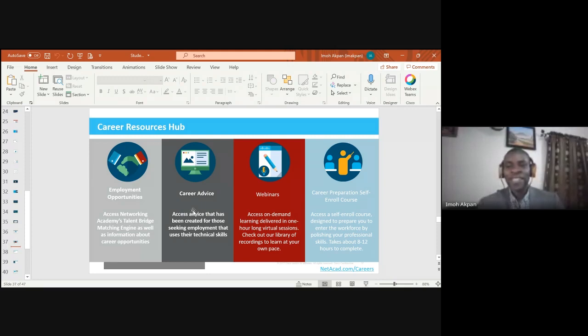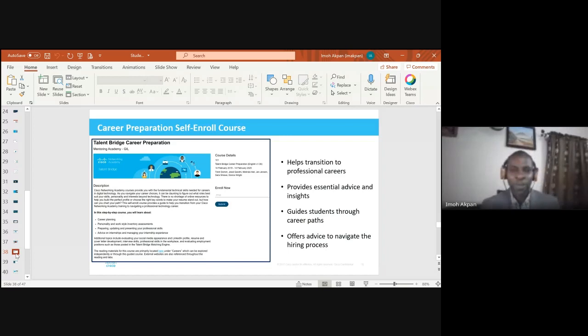And then they can self-enroll in a course to prepare them on professional skills. So it talks about attitude at work, soft skills that they need, things like teamwork, things like emotional intelligence that they need to be able to stay on the job. So that is the self-enroll course. They can enroll themselves in the course and go through those trainings to help them when it comes to jobs.